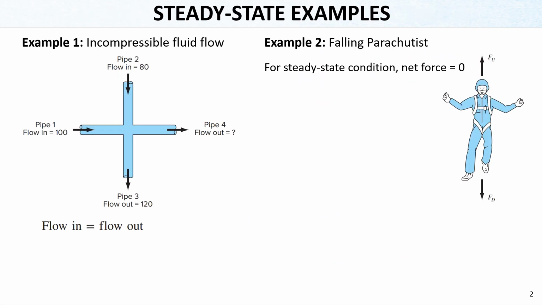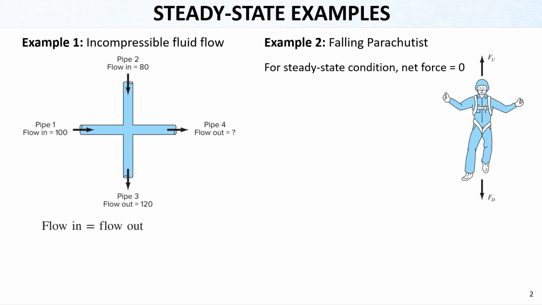Here I would like to show some examples for the steady state computations. In example 1, on the left hand side, you can see a flow of 4-channel pipes. In pipe 1 there is a flow in of 100, and in pipe 2 there is a flow in of 80. In pipe 3 there is a flow out of 120, and in pipe 4 there is a flow out, and it is asked from us.